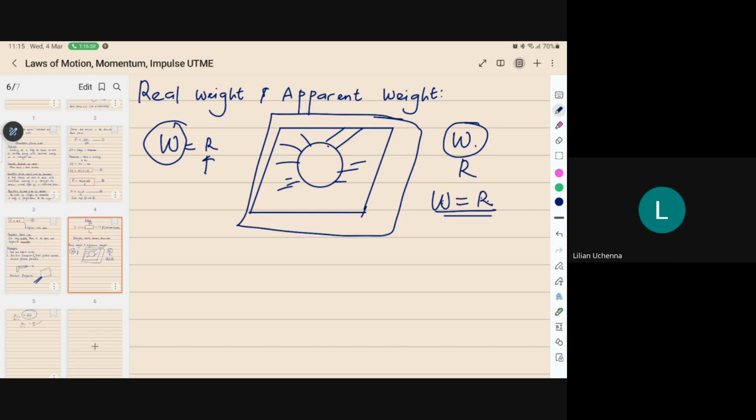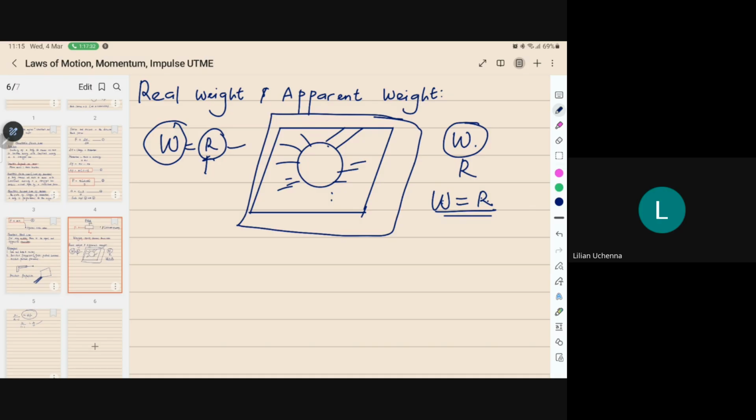Now, what your scale is measuring is your apparent weight, R, which is the force that the scale exerts on you. As you climb, you are exerting a force on it, which is your W. And the scale is exerting a force on you, your R. Now, what that scale is measuring is not actually W, because W is your real weight. What it is measuring is R, your apparent weight. And that is why when you move your body, R is going to change.